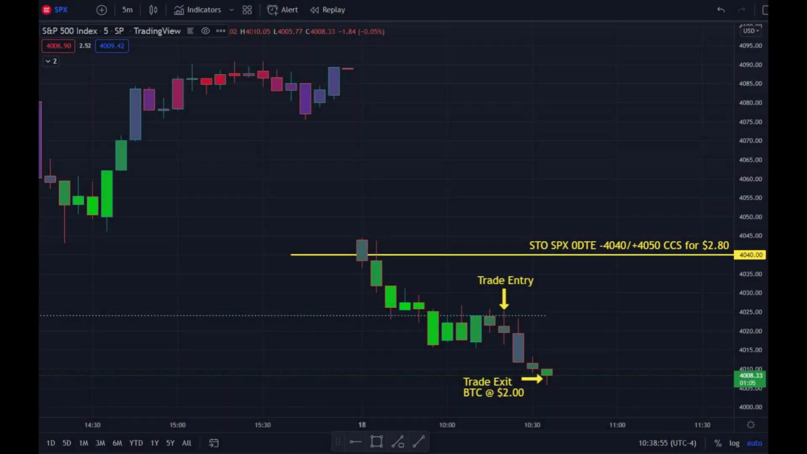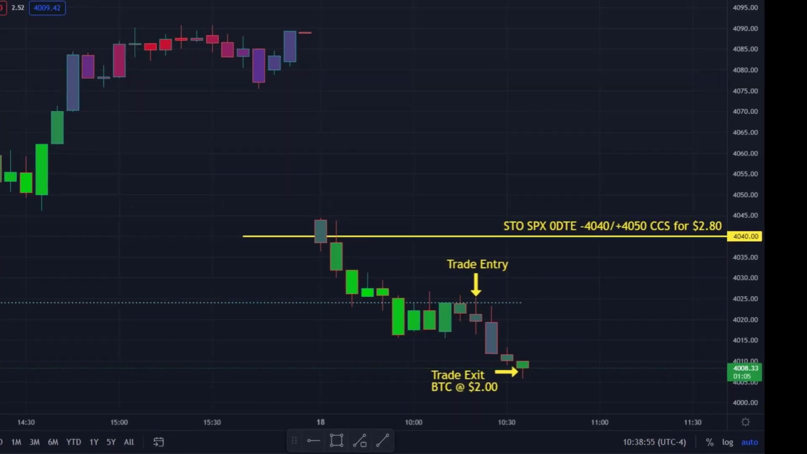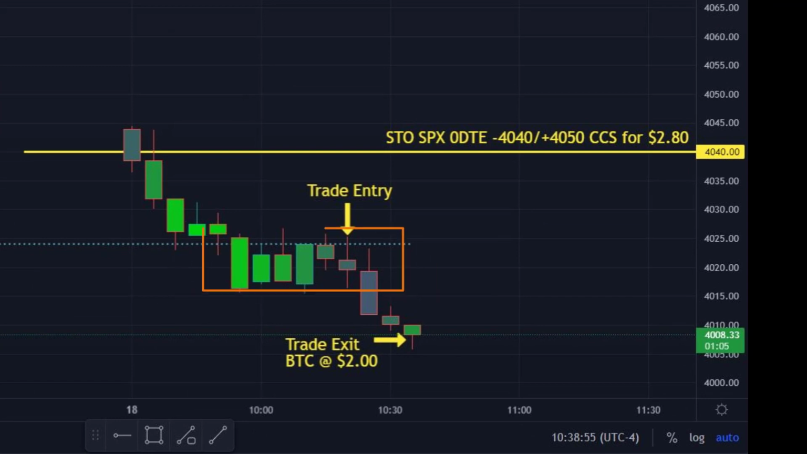So now we're looking at a 5-minute chart of SPX, and you can see the gap down I was talking about. We got that initial move lower, and then we were getting this kind of sideways action into the 10 o'clock hour, Eastern time. That's about 30 minutes into the open. So the idea here was, now that I've established my bias, I'm looking to sell a call credit spread.